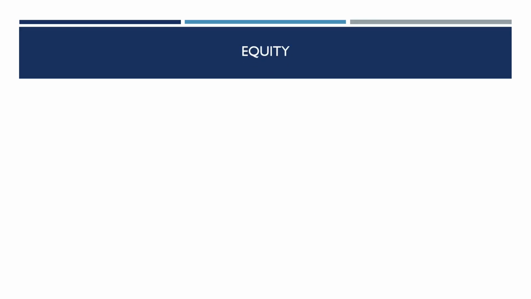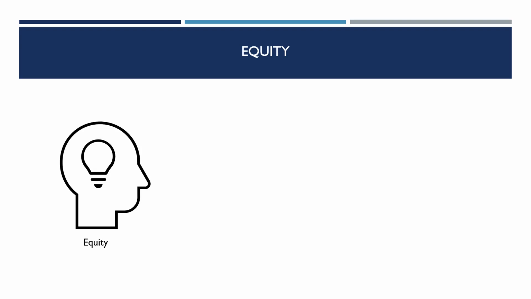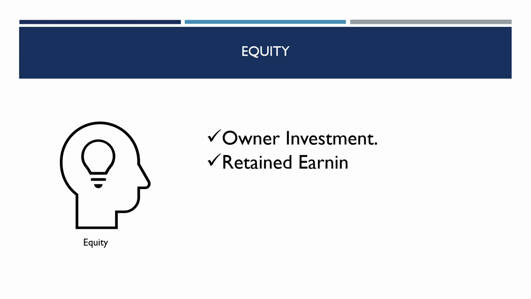Equity represents the owner's claim on the business. It includes owner investment, retained earnings, and profits kept inside the business. When the business earns profit, equity increases. When the owner withdraws money, equity decreases. Equity explains who truly owns the remaining value of the business.